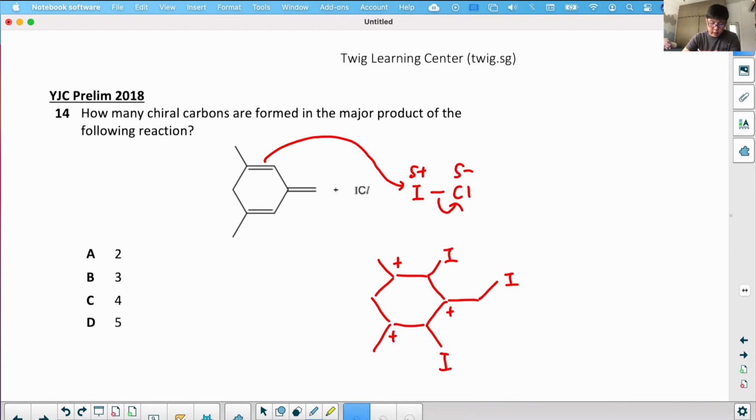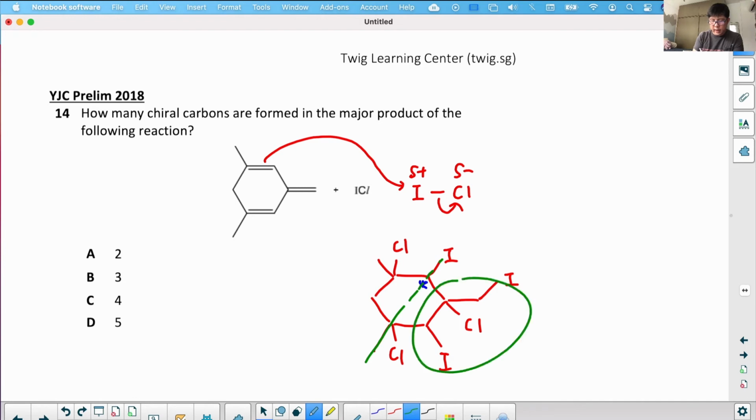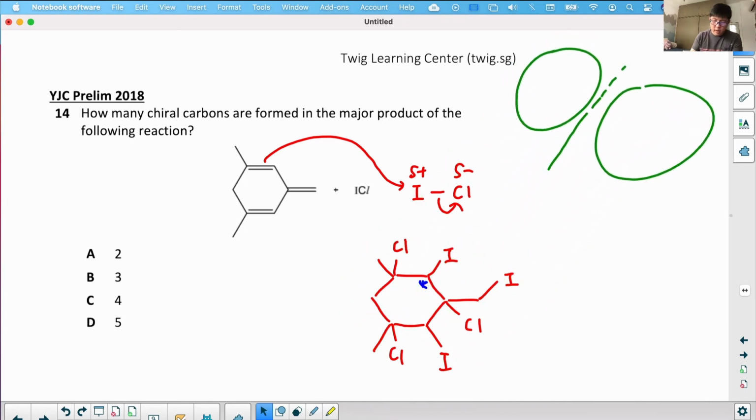Okay, so the next thing is the Cl minus will attack the carbocation, and this is your product. Cl here, and the Cl here. All right. Okay, so they ask how many chiral carbons are formed. In fact, you look at it carefully. This is a chiral carbon, because there's no plane of symmetry, right? Think about it. If you try to cut it this way, right? Yeah, so this side and this side are actually different. Can you see that? Okay, so it's a chiral carbon.